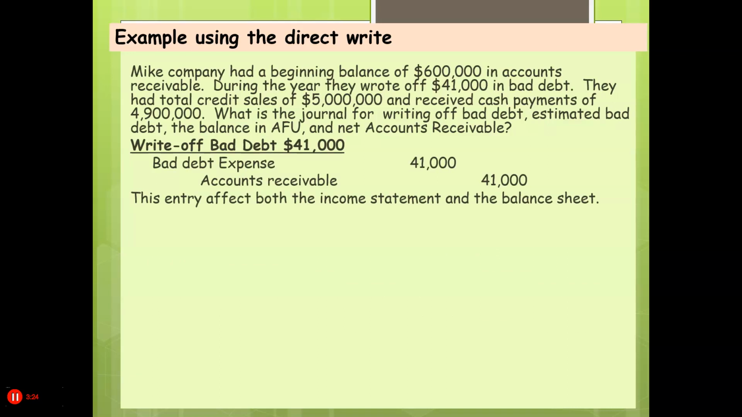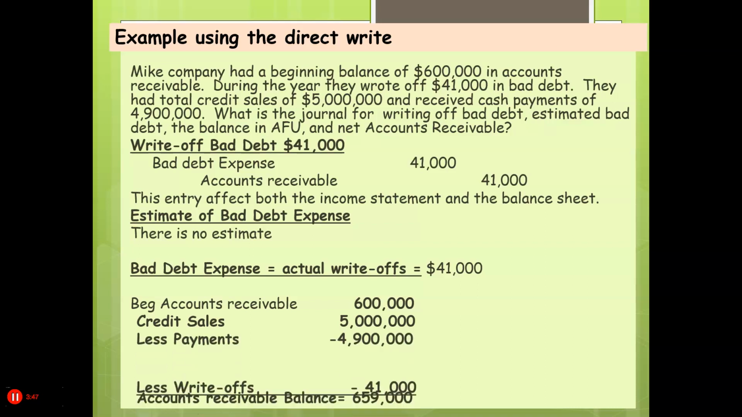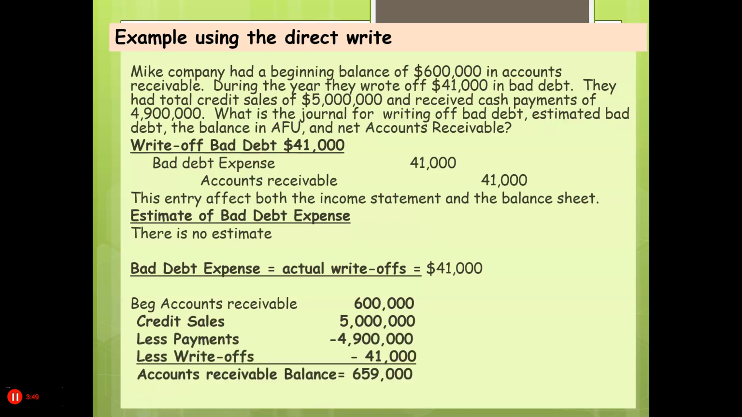Bad debt expense is going to be $41,000, and when we book it, it's going to affect both the income statement and the balance sheet. There is no estimate for bad debt expense; bad debt expense equals actual write-off. So we start with our beginning accounts receivable balance, plus our credit sales, minus our payments, less our write-offs, and that tells us our ending balance in accounts receivable is $659,000.